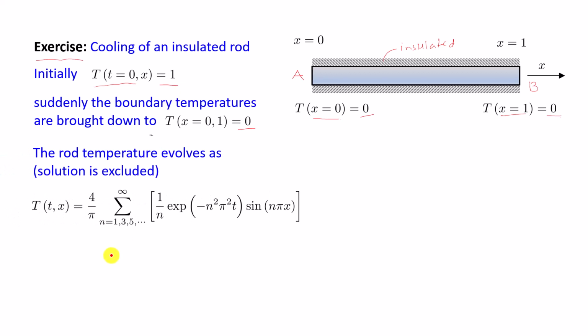Rather, it is possible to have an analytical solution of this problem. And here you can see temperature as a function of time and the location x is given by an infinite series, that is 4 by pi, summation from 1 to infinity, only the odd integers, and here it comes 1 by n, exponential minus n square pi square t, sine n pi x. How this solution appears, that is of course a discussion of heat transfer.